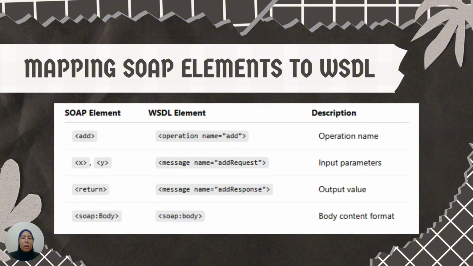Now, this is the mapping of SOAP elements to WSDL. In SOAP we have add, and in WSDL we have the operation name. So add is the operation name, x and y are the input parameters, return is the output value, and the SOAP body is the body content format. So SOAP and WSDL have the same function but different code.